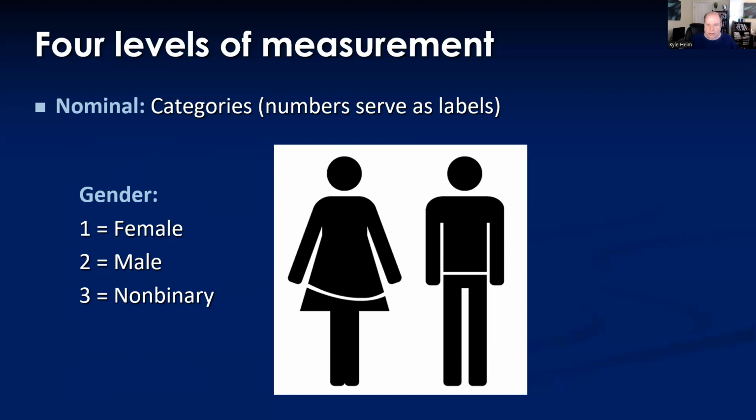So for example, you can categorize people by gender, female, male, or non-binary. And you could assign a number to each of those categories, 1, 2, or 3. But that number isn't really a number, right? It's just a label. Like we wouldn't say someone who is non-binary has 3 times as much gender as someone who is female. That doesn't even make sense. The numbers are simply functioning as labels for our categories.